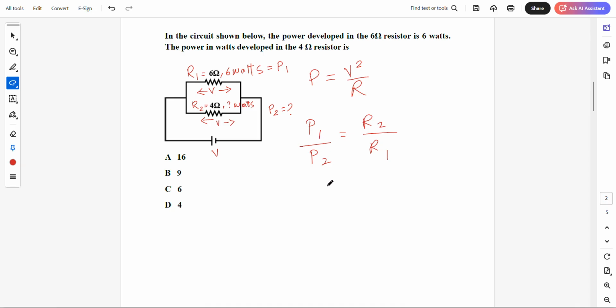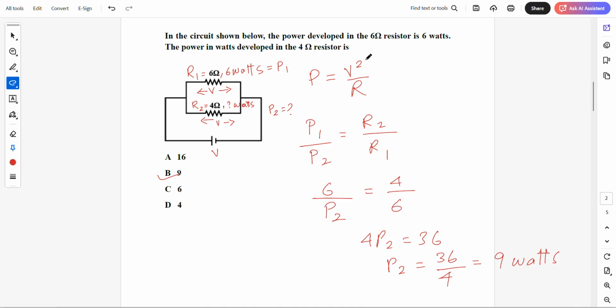You know P1 is 6, divided by P2, which you do not know, is equal to R2 by R1, that is 4 by 6. So 4 P2 is equal to 36. P2 is equal to 36 by 4, which is equal to 9 watts. That is the answer. P2 is equal to 9 watts.